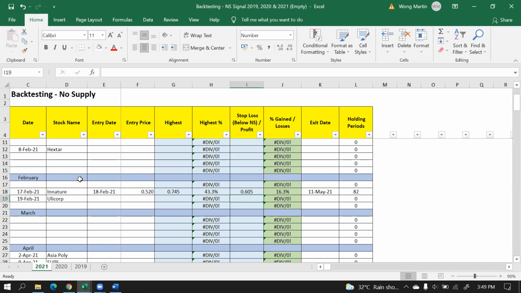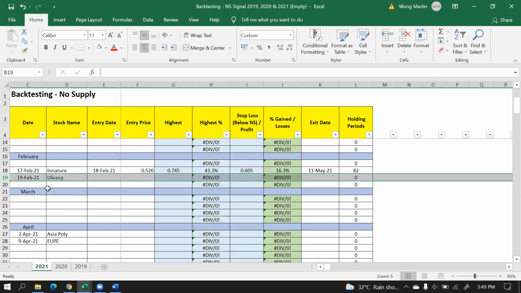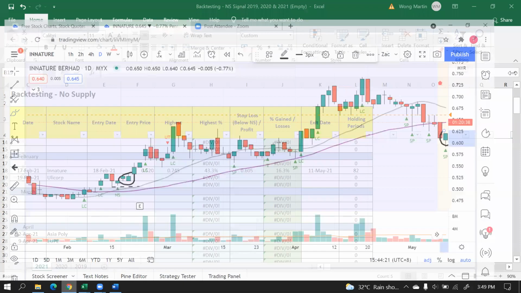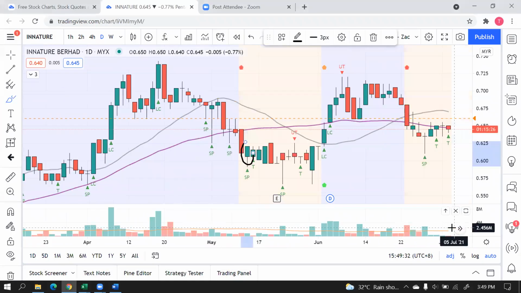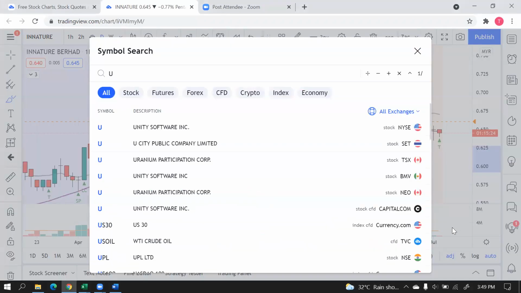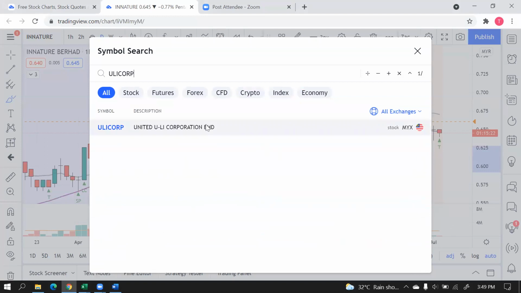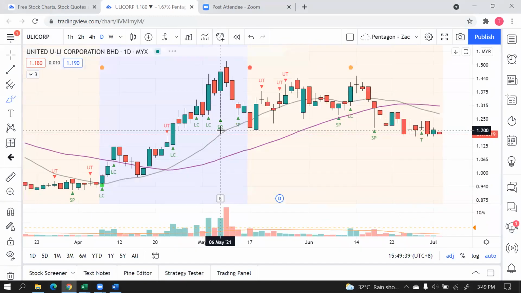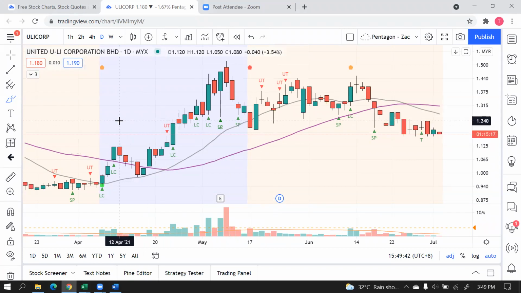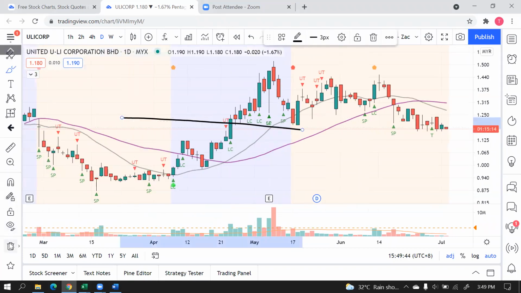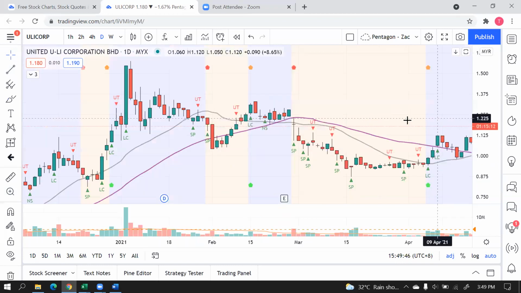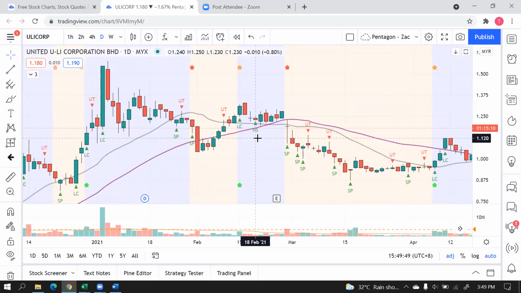Can you show me one more example? Okay, can. Maybe we do Uli Crop. We do Uli Crop, 19th of Feb. We do one more. February. I think it's a loss because I traded this also. Like I said, because my screener can only go back 3 months, some of the stocks I actually pick up from my last watch list and my previous trades.